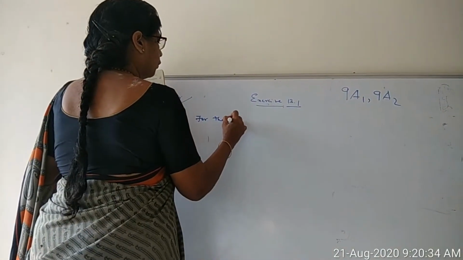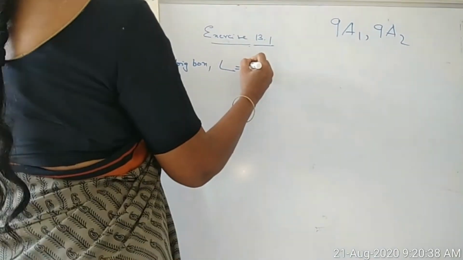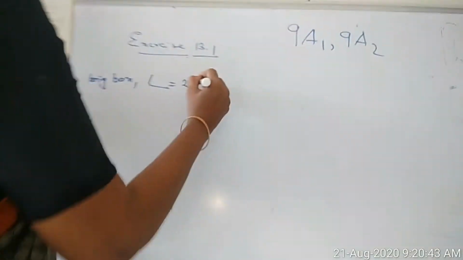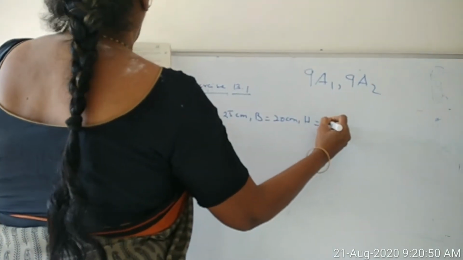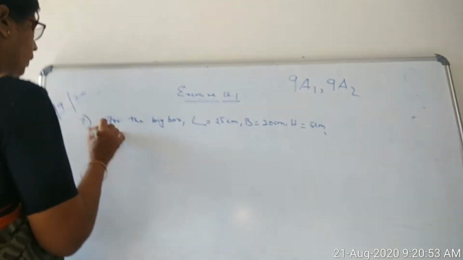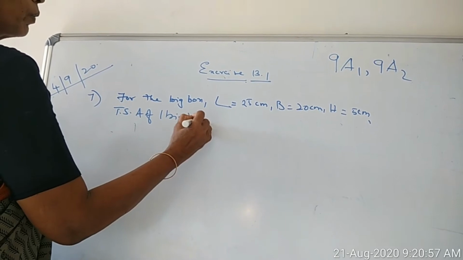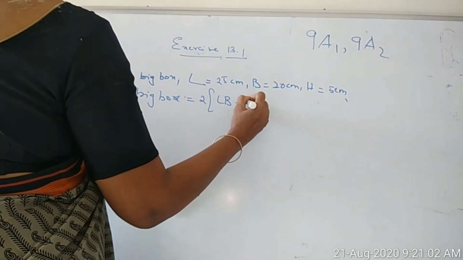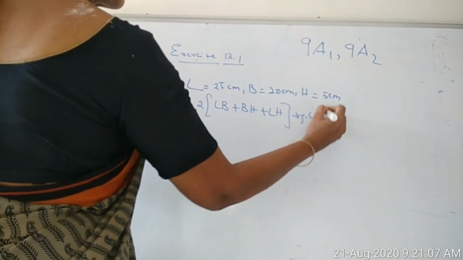For the big box, we will take capital L equal to 25 centimeters, capital B equal to 20 centimeters, capital H equal to 5 centimeters. TSA of one big box. Do you remember the formula, children? 2 into LB plus BH plus LH square units.